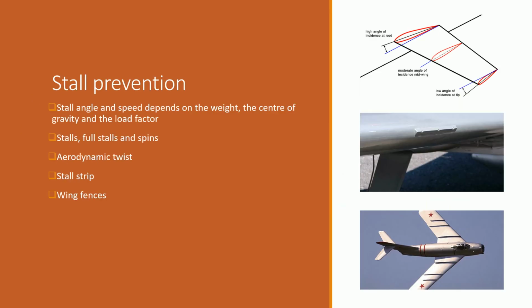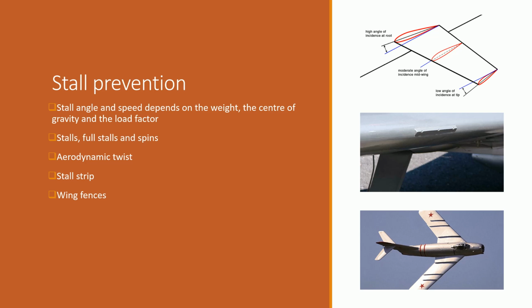Stall occurs when a plane is flying at low speeds and at high angles of attack. The speed and angle vary upon the weight of the aircraft, where the centre of gravity acts, and the load factor. This is the centripetal acceleration experienced, usually expressed as a multiple of the acceleration due to Earth, or G force.